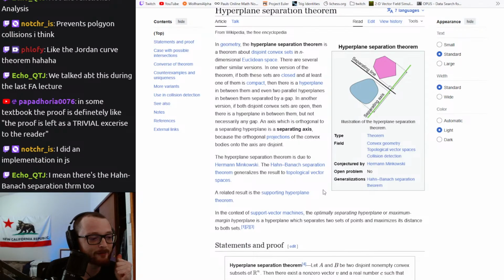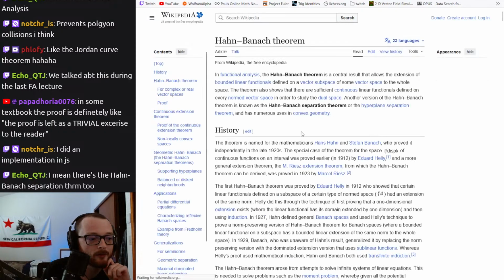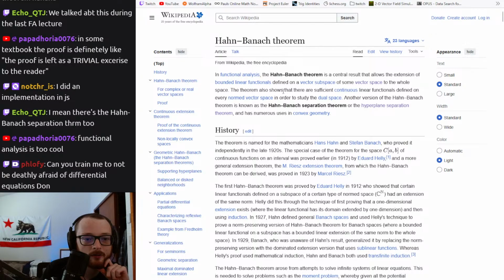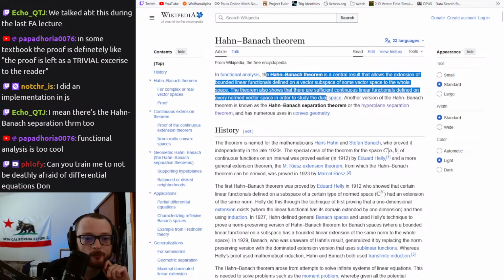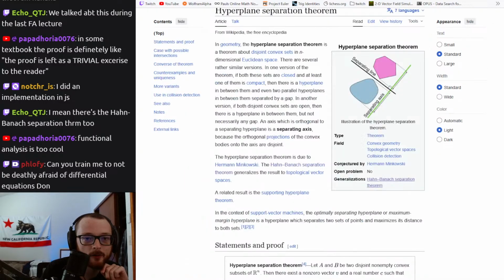The implementation in JavaScript? Ooh, cool. Hahn-Banach. Oh yeah, I saw this in the generalization. Oh, hey, yeah, that's in functional analysis. That makes sense. I only know some of these words, but what I'm gleaning from this kind of makes sense why it would have something to do with the hyperplane separation theorem.